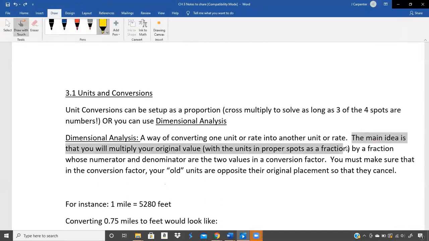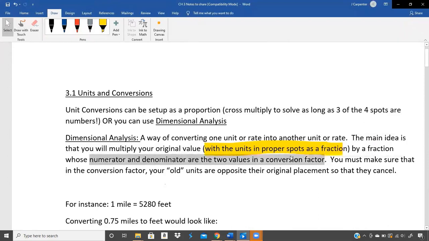So I am going to highlight that because it's important. With the units in the proper spots as a fraction. So write the original number with its units, 3 miles, or whatever it might be. So you're going to multiply by a fraction whose numerator and denominator are the 2 values in a conversion factor.